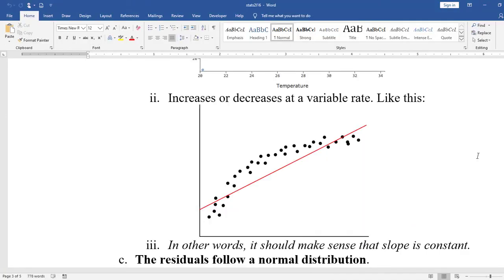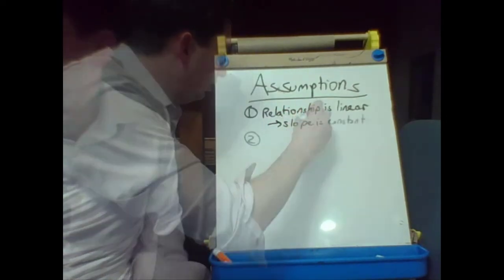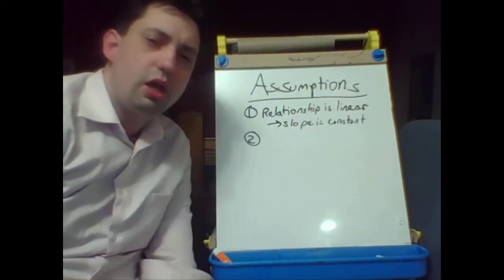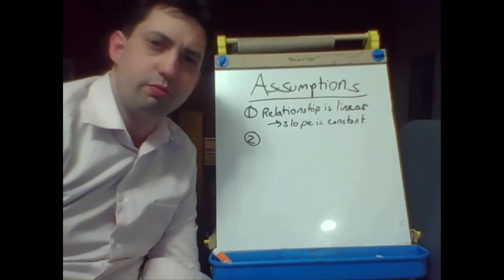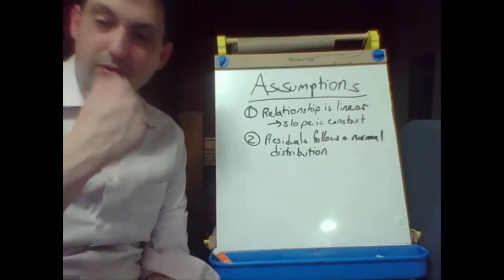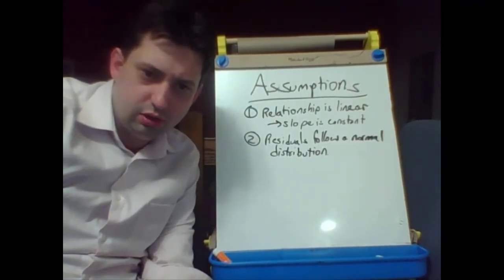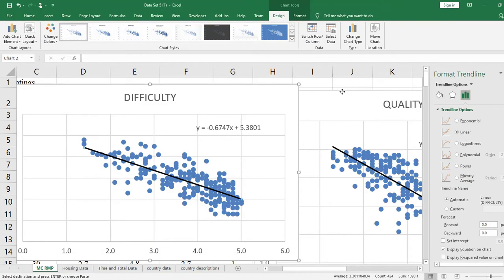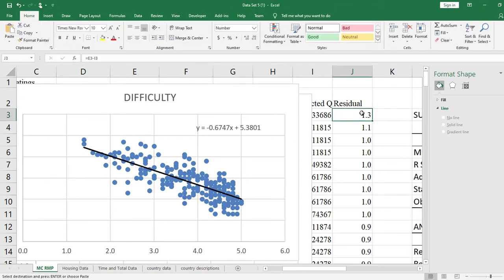Here's another example. Again, it has that clear curve to it, but you're just trying to map a line on. In other words, it should make sense that the slope is constant. Two, if you were to plot the residuals, you would get a normal distribution. It would look something like a normal distribution. I'm going to actually test it to see if this does, but we have all the residuals, right? So here's the residuals.